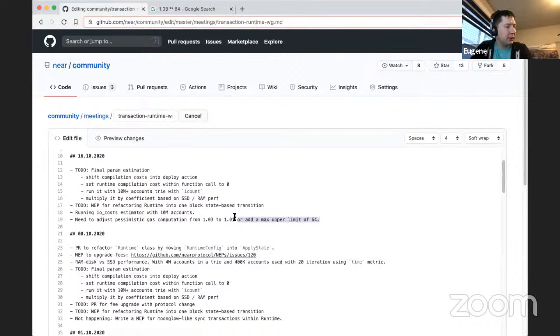Because number of dependencies and promises, well, that's a different type of promises. It doesn't matter. All right. Yeah, let's just go with something like this instead. So let's just limit it to 64 hops as it is right now.